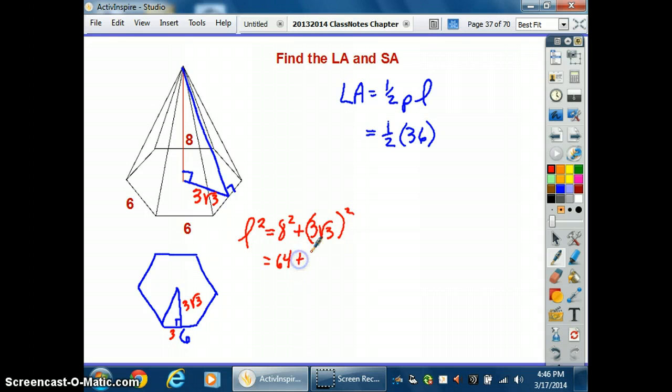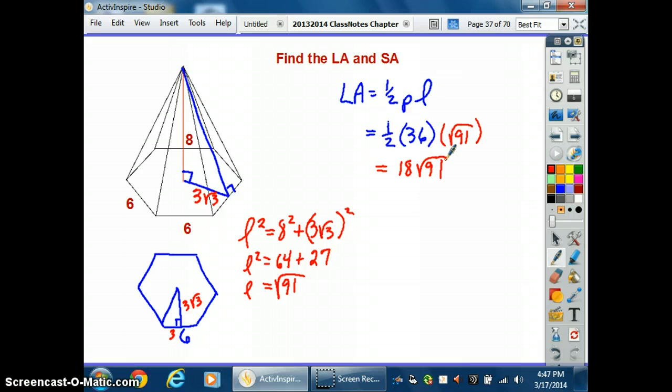64, right? And then what's 3 radical 3 squared? 3 times 3 is 9, and then radical 3 squared is 3, so wouldn't that be 27? So L squared is 91. That's what L squared is. So L is the square root of 91 times the square root of 91. And if we take half of 36, we get 18 radical 91. That is our lateral area.